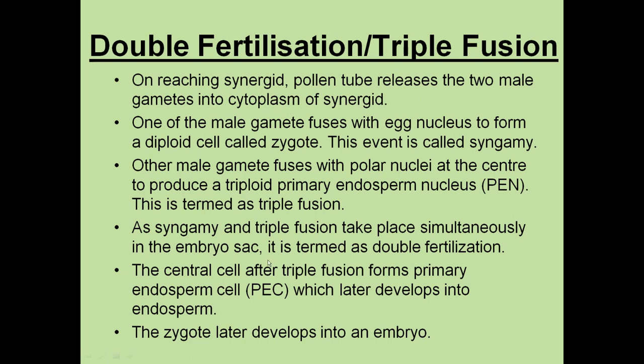The central cell after triple fusion forms the primary endosperm cell or the primary endosperm nucleus, which later develops into the endosperm. The zygote is going to develop into the embryo.